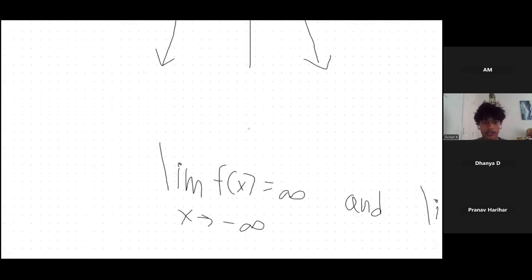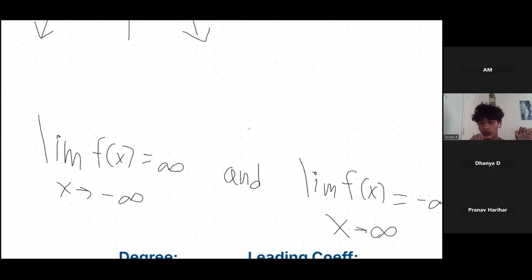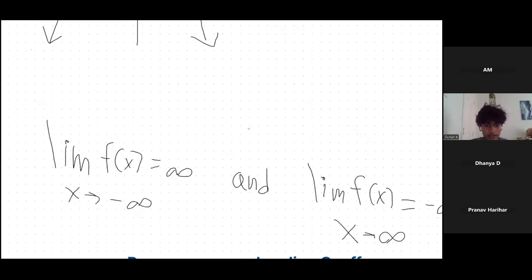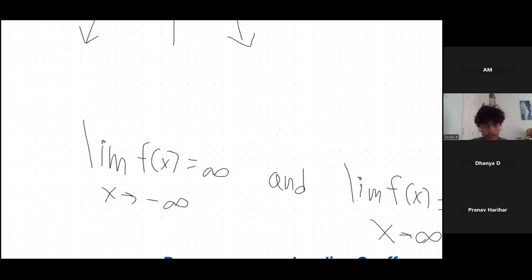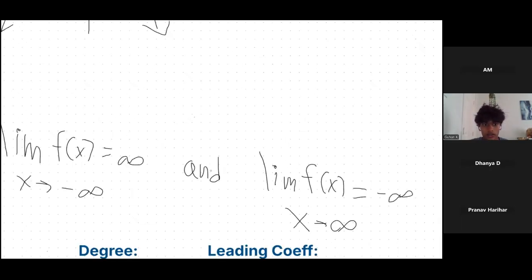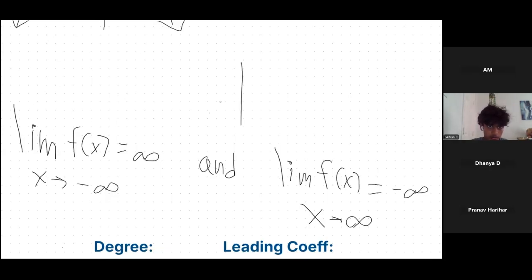Now, let's go over limit statements here. A limit is basically a way of saying where y goes when x goes to a certain point, a certain unreachable number. For example, here, as x is approaching negative infinity, f of x is approaching infinity. What that means is that this would be a graph like this.